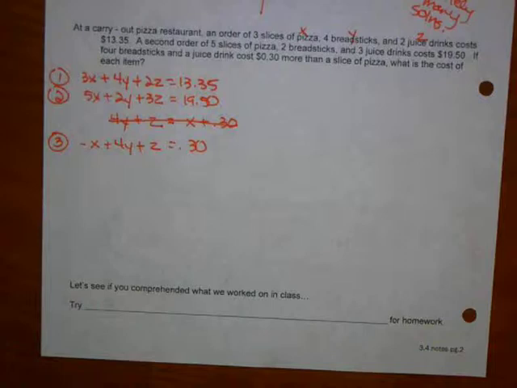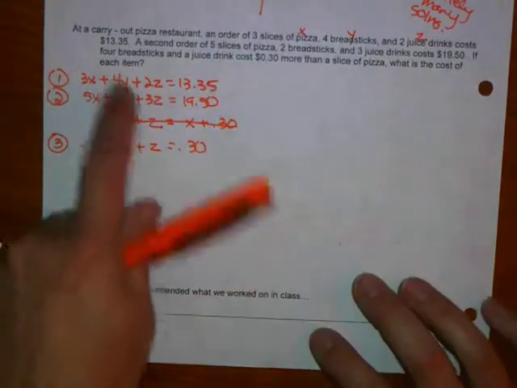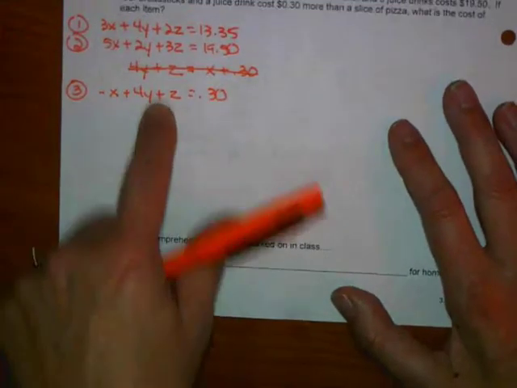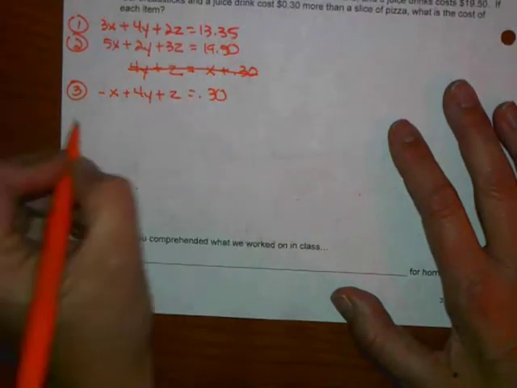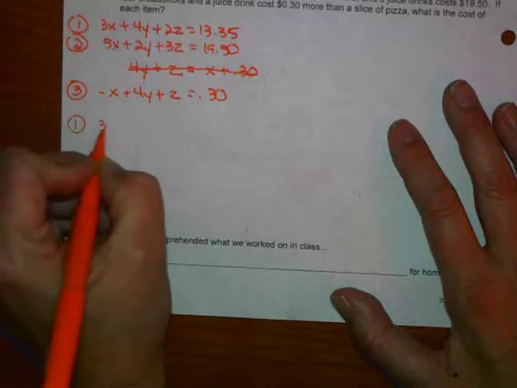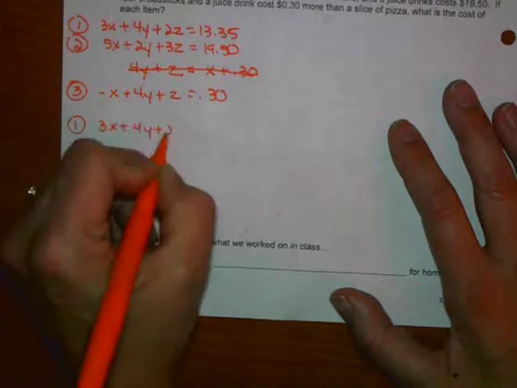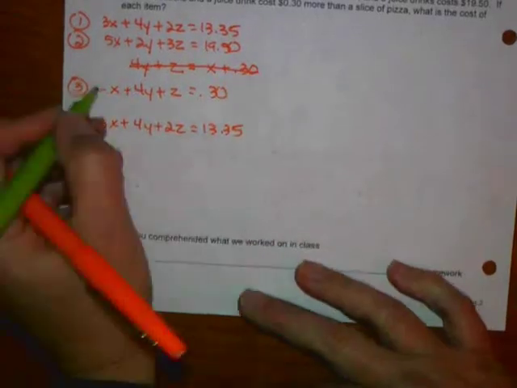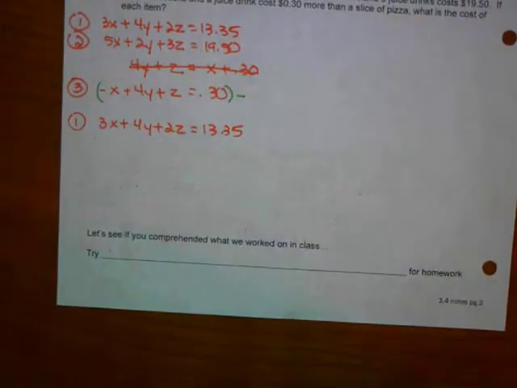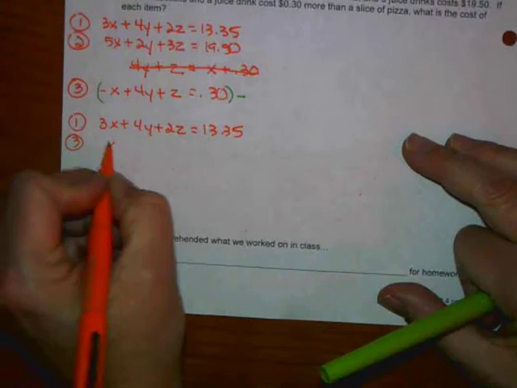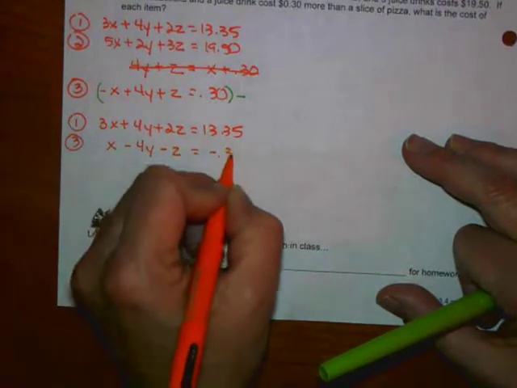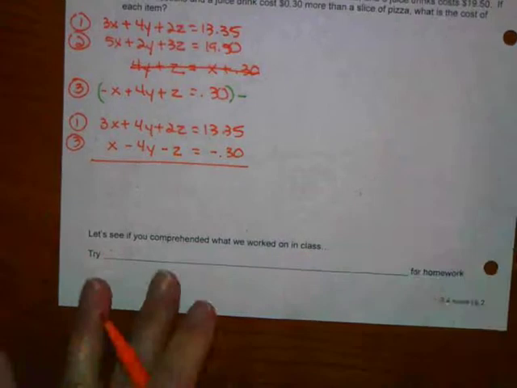What do you want to eliminate first? 4y. 4y I think would be the easiest. You can multiply this one or this one through by a negative. Doesn't matter. Negative 1. Okay, let's do 3 here. So 1, I'm just going to leave the same. And then I'm going to multiply 3 through by a negative. 3 now becomes x minus 4y minus z equals negative 30 cents.